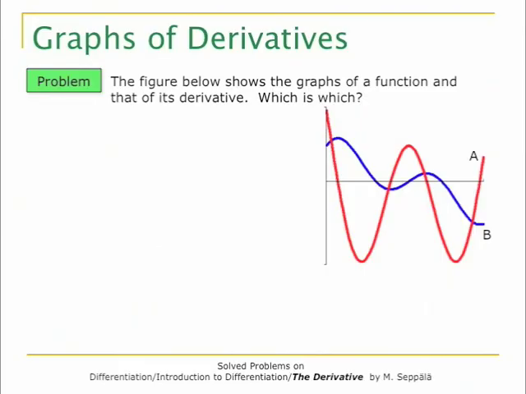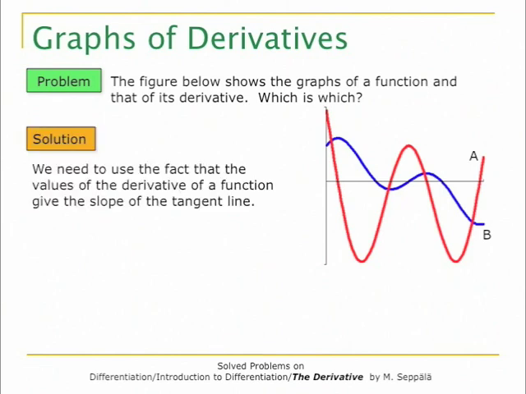In the first problem, we consider two graphs, graph A, the red graph, and graph B, the blue graph. They are the graphs of a function and that of its derivative, and we have to figure out which is which. In the solution, we need to use the fact that the derivative gives the slope of the tangent line.